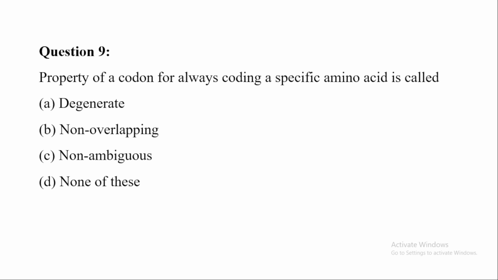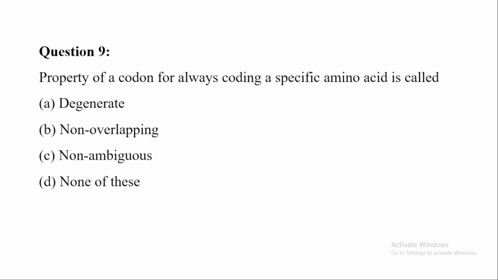First, the codon is a triplet. Each codon is given by a triplet. AUG codes for methionine, like that each codon is a triplet. Then the codon is degenerate. What do we mean by degenerate? Degenerate means there can be multiple codons that code for the same amino acid. So one amino acid can be coded by multiple codons, but one codon will code for only a single amino acid. Then the code is non-overlapping.